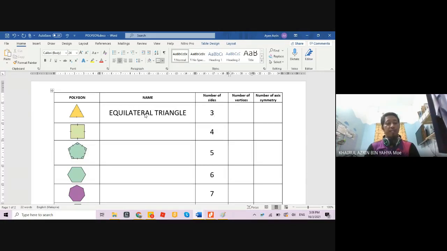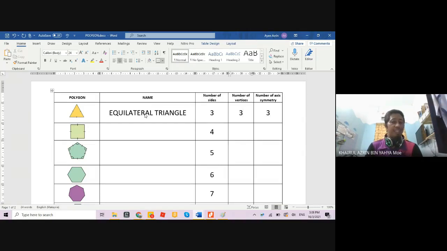What is the number of vertices? I will show you later. What is the number of axes of symmetry? For a regular polygon, the number of axes of symmetry equals the number of sides. The answer is 3. Number of vertices also 3.